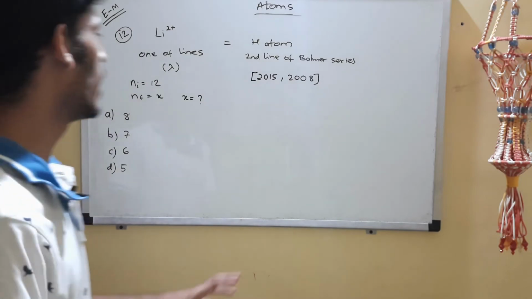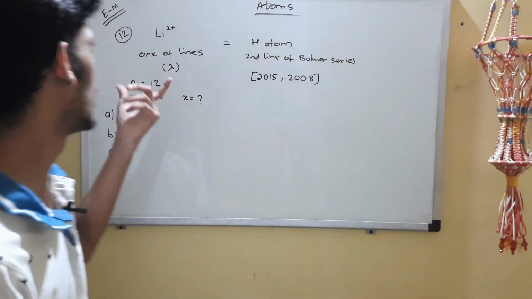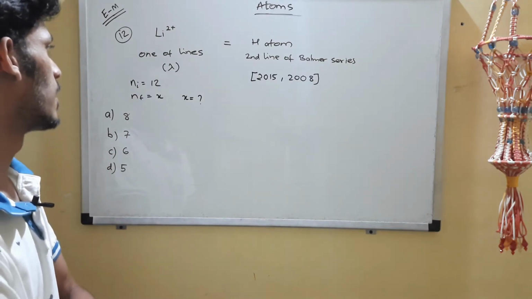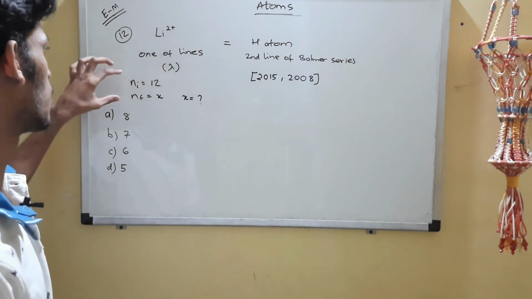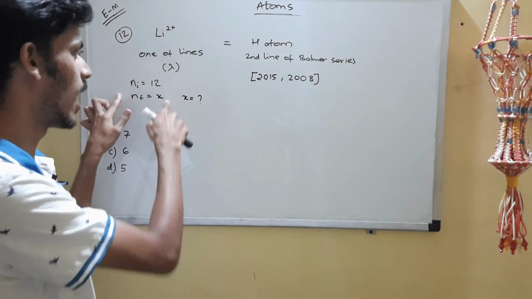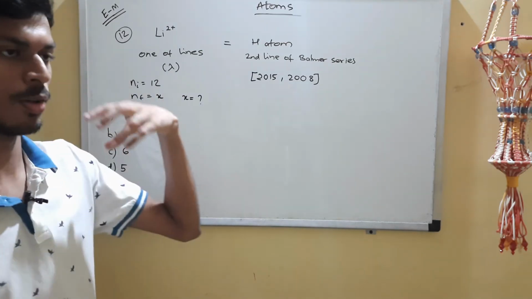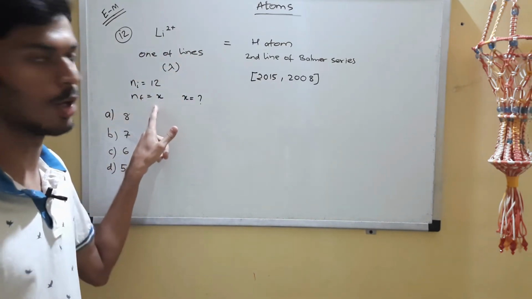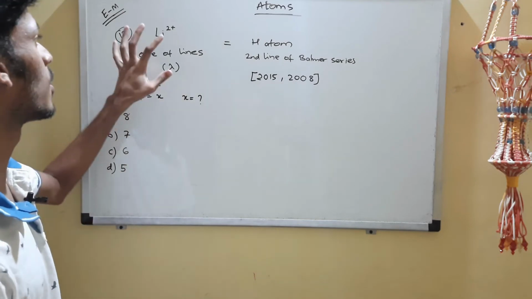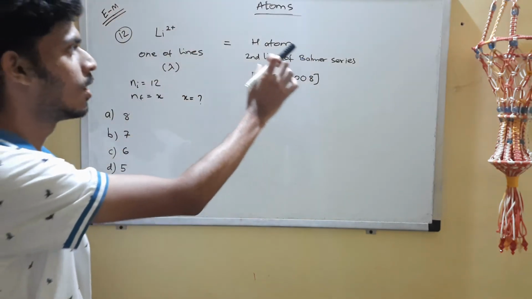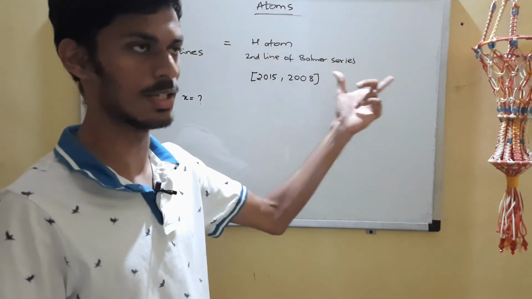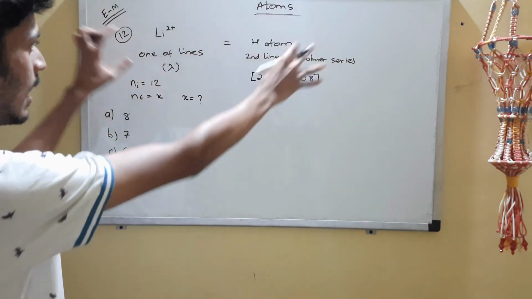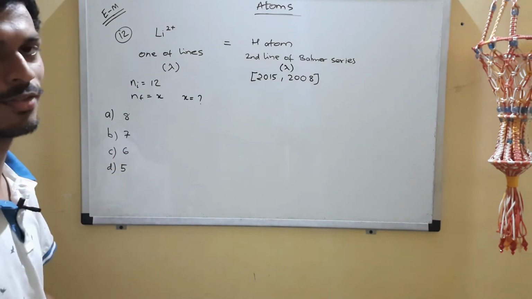So question number 12. In this question you are told that one of the lines of this atom, a hydrogen-like atom if you see, has a wavelength lambda. Now this lambda corresponds to transition from 12 to x. So initially the electron was in the 12th orbit, it comes down to some x orbit. You are supposed to find that x. It is also given that this wavelength is equal to the second line of the Balmer series. So this is the data that we'll use in order to find x.